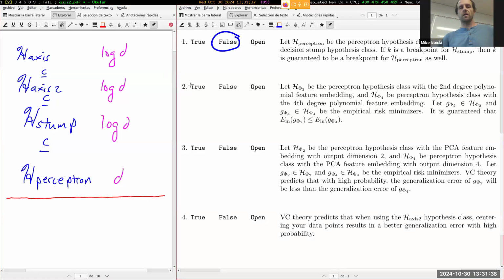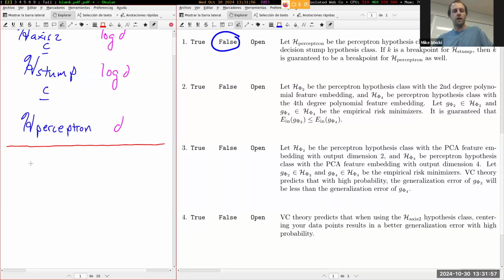It ties us into number 2 here, what we're going to be talking about. So I'll say some stuff and then I'll repeat the question. Problem number 2 here is about this HV2, HV4 hypothesis class, and these are the perceptron with the 2nd and 4th degree polynomials. One thing that we know is that H for HV sub I is going to be a subset of HV sub J whenever I is less than or equal to J.